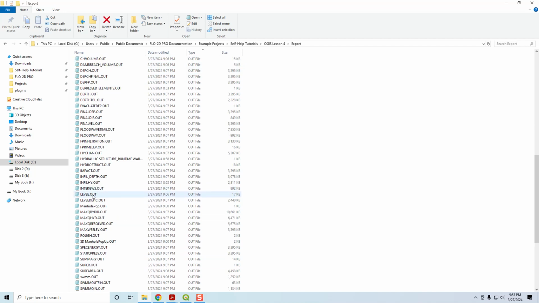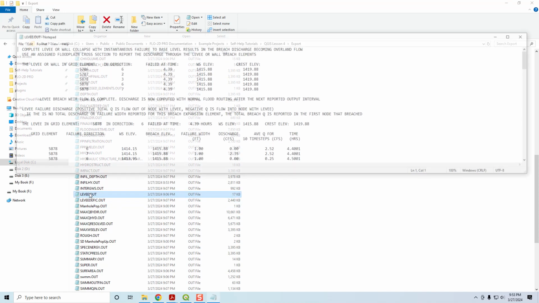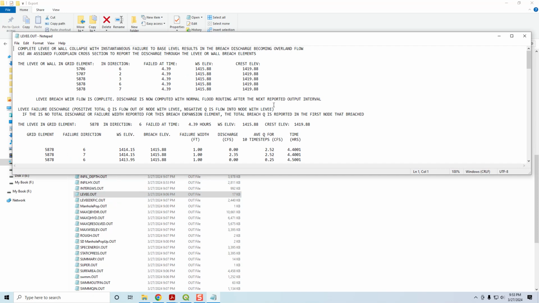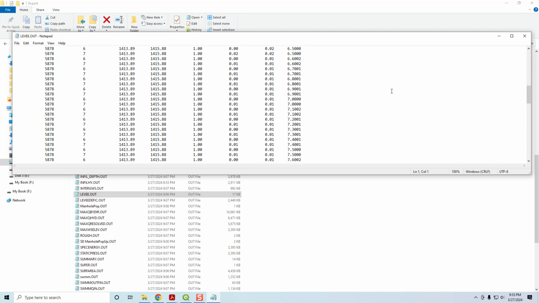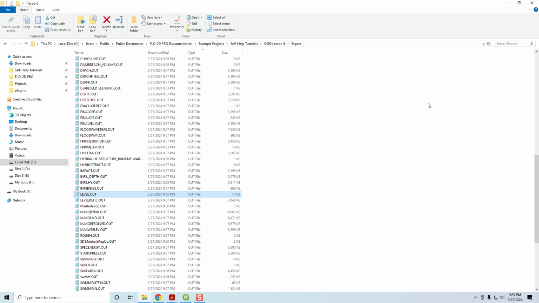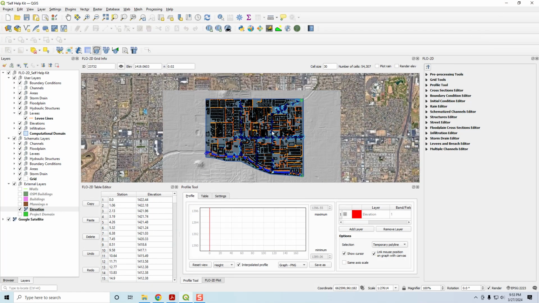Oh, here we go. And then there's a levee dot out and a levee deficit dot out. This is a mappable file, and we'll see that in the mapping lesson. And then levee dot out, I think it's just telling you which levees failed and when and what their water surface elevation is and stuff like that. So just some extra reporting data for those that failed. And that's pretty much it, just to do a review of that lesson. I'm going to save mapping for the final lesson, so we have put our hydraulic structures in, and then we'll look at our mapping.